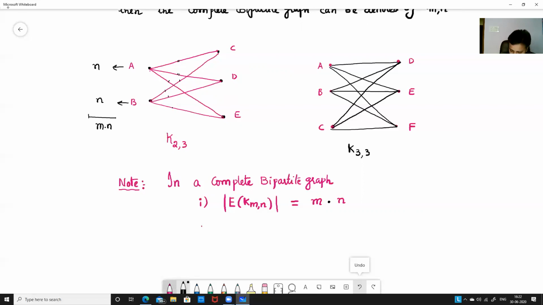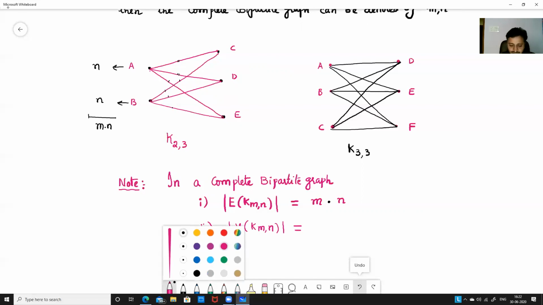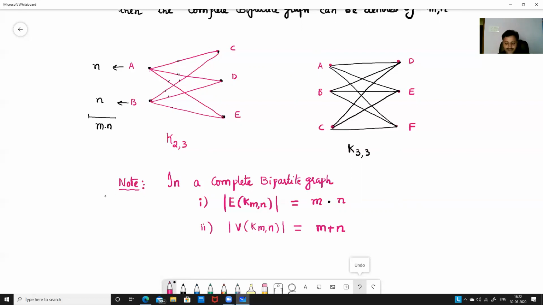The second property is, if I ask the number of vertices of Kmn, how many vertices are there? So clearly here two vertices, here three vertices, total five vertices. It means that m plus n vertices. Okay, m plus n vertices. Clear? So these are two important properties you have to remember in complete bipartite graph. Of course, in problems also we'll discuss again all these points. Okay.